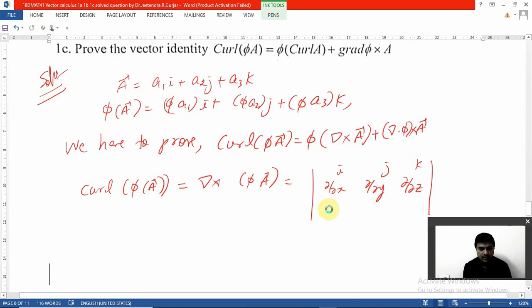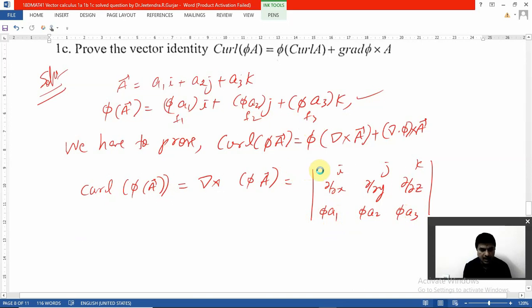Yes friends, now you can see this phi a1, so I just take this as phi a1, phi a2, and phi a3. So these are f1, f2, f3, because I already told you this is our A bar. So here you can see this is f1, f2, f3. No need of telling this, everybody knows f1, f2, f3. Now you're going to simplify this quickly.